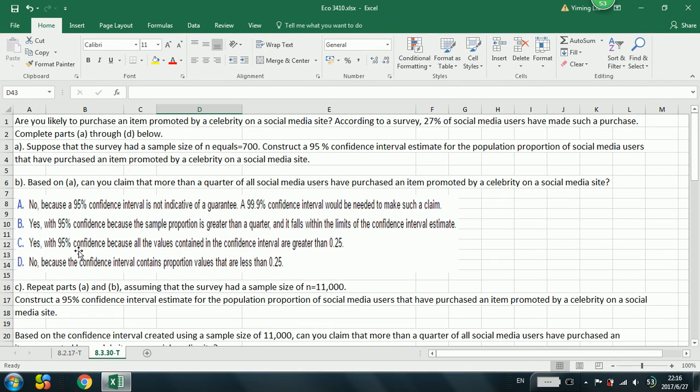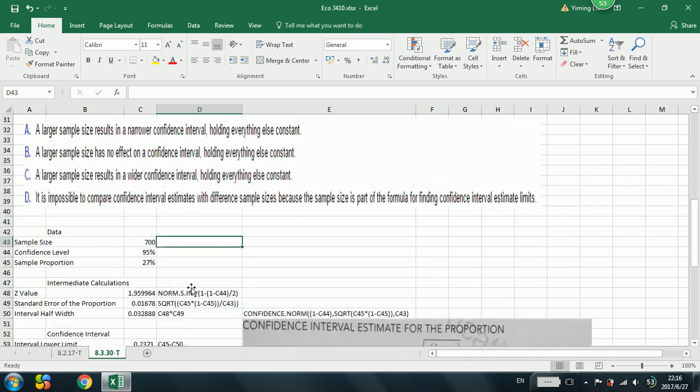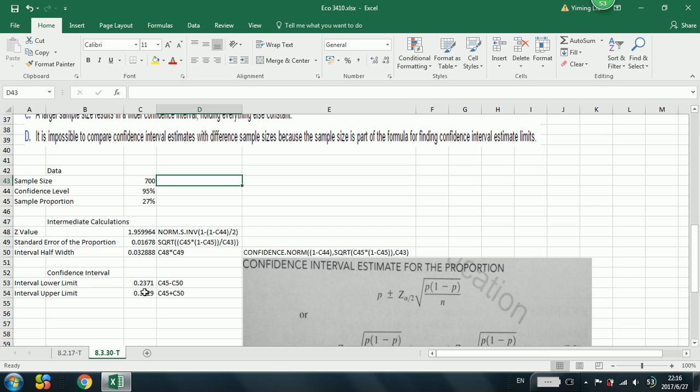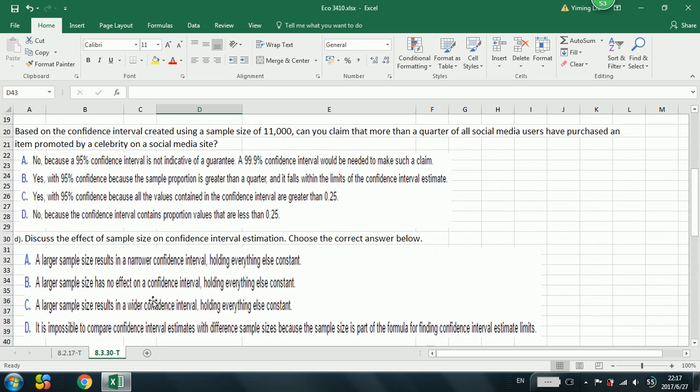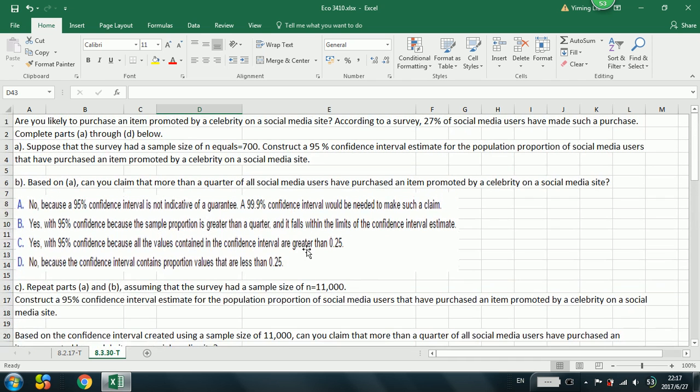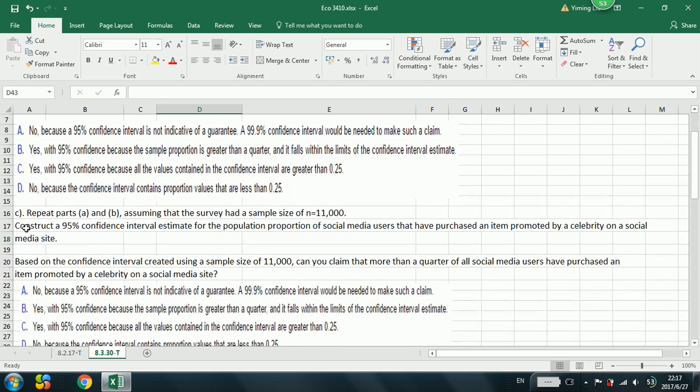For choice C, yes, with 95% confidence because all the values contained in the confidence interval are greater than 0.25. If we check the confidence interval that we get here, which is somewhere between 0.23 and 0.30, we have a part that is less than 0.25. So this choice C is not correct. For choice D, no, because the confidence interval contains proportion values that are less than 0.25, which is the correct answer.